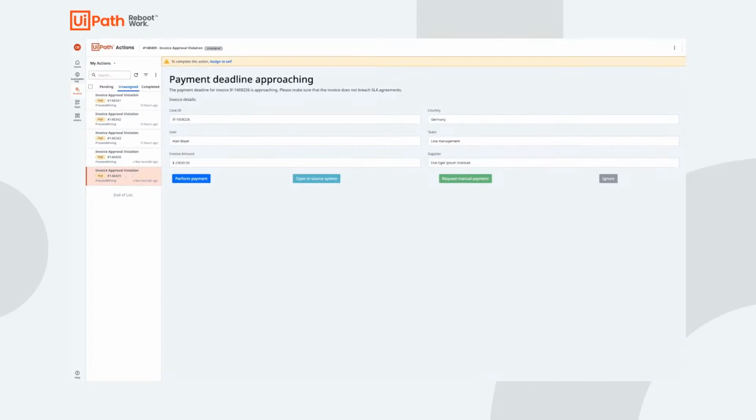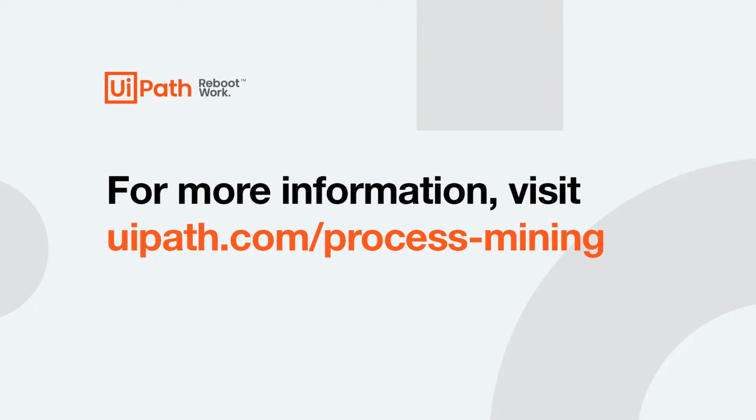The organization's accounts payable process has vastly improved since they leveraged process mining and the UiPath automation platform to optimize their outcomes and KPIs. Plus, they have saved the organization hundreds of thousands of dollars in doing so.